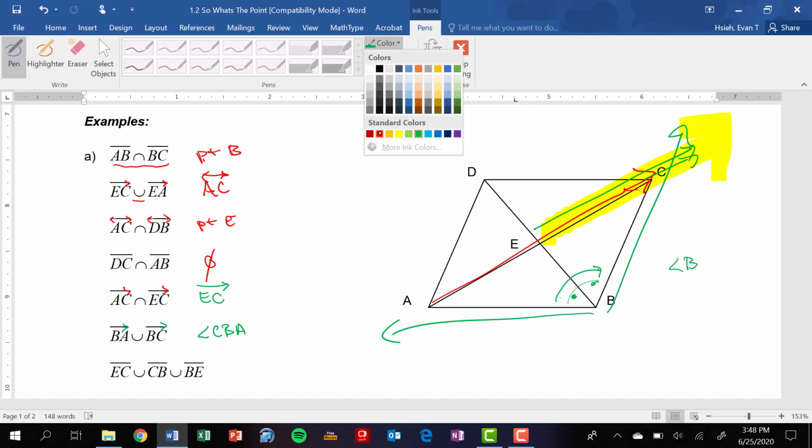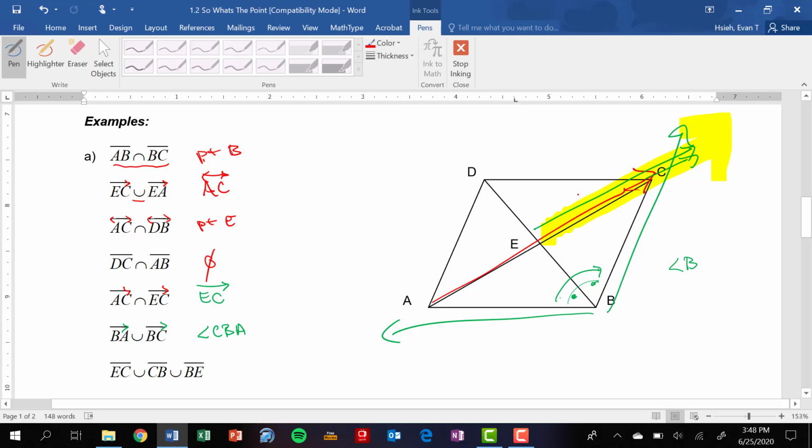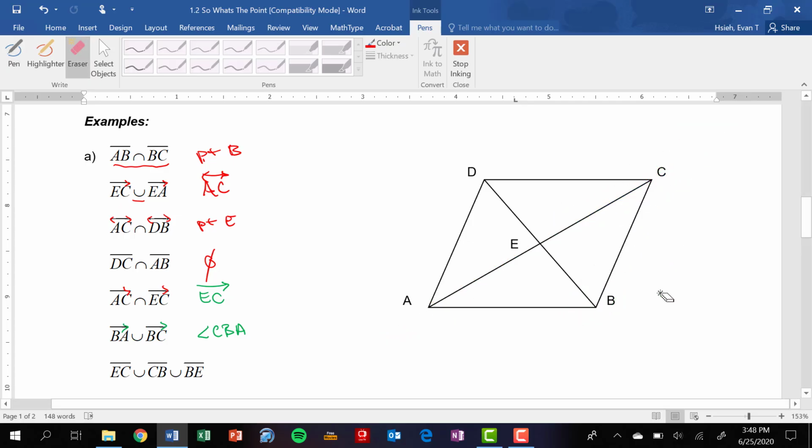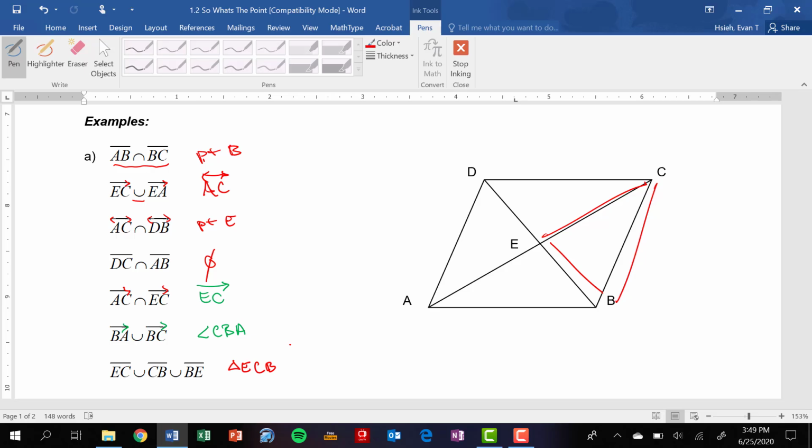And then the last one here is going to be EC. Let's get my handy dandy eraser out. It's going to be segment EC, segment CB, and segment BE. So I'm going to end up with, hopefully you can see, a triangle ECB. You can also call it triangle EBC, CBE, CEB. There's 6 different ways I could call that triangle, but just need one of them. Okay, hopefully that makes sense.